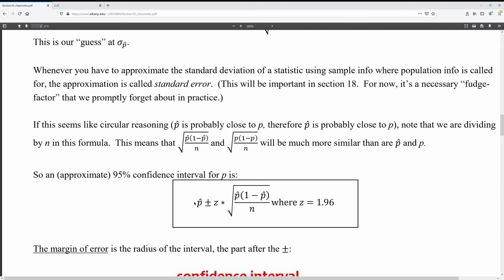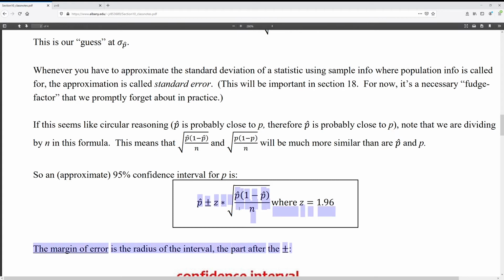So p is probably close to p hat. How probably? 0.95. How close? This close. Try again. Try a third time. Try a fourth time. Anyway, this guy, the thing after the plus minus, that's how close.